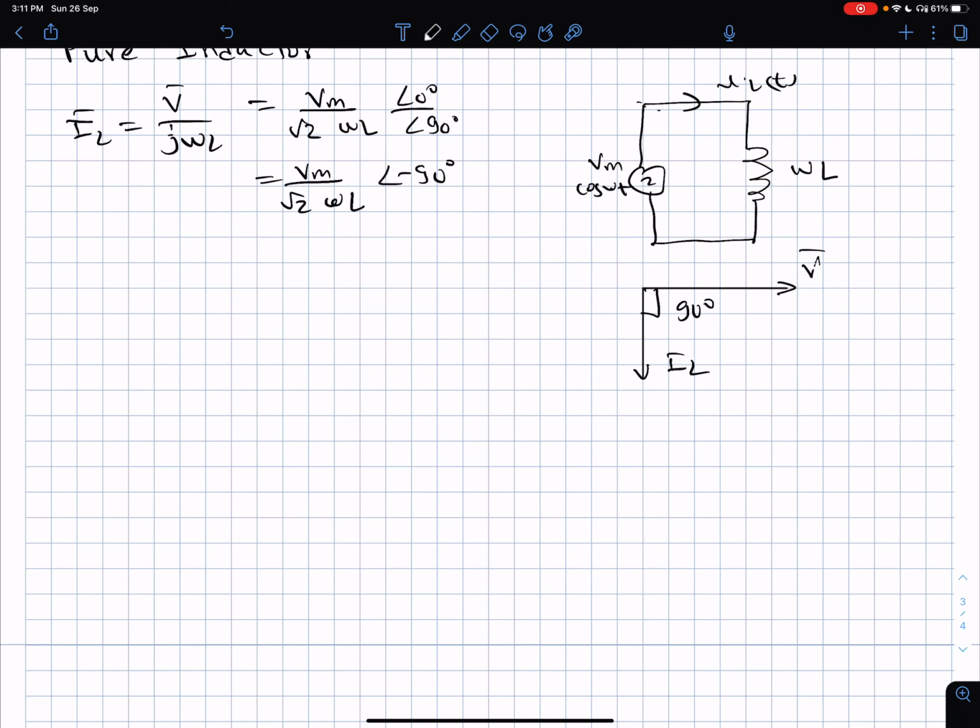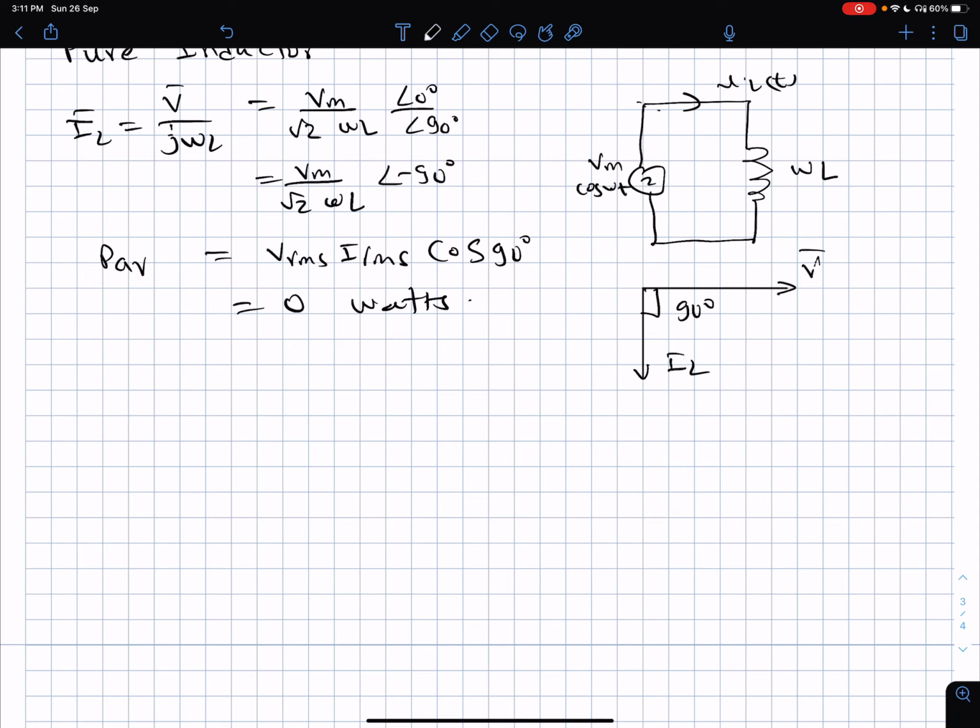So now if you look at P average, it will be VRMS IRMS cos of 90 degrees, which is 0. So no average power will be consumed by an inductor. Let's try to understand this again a bit carefully.